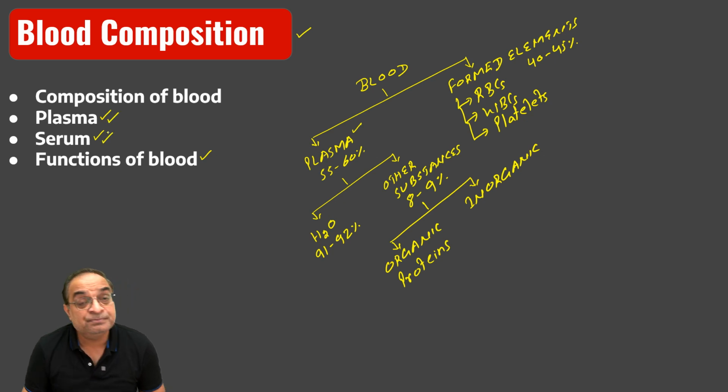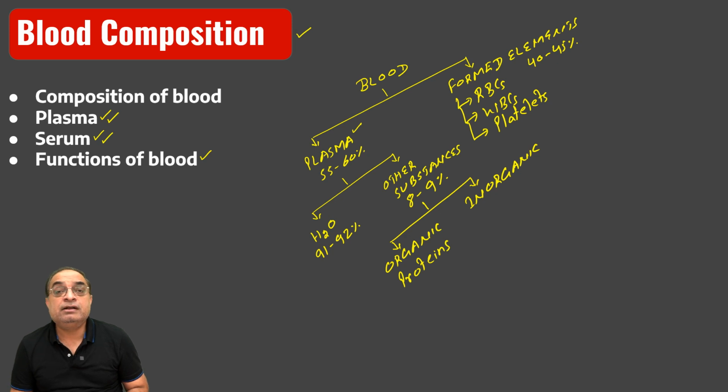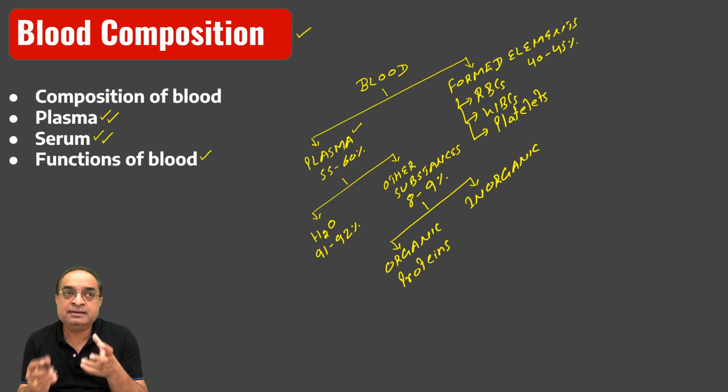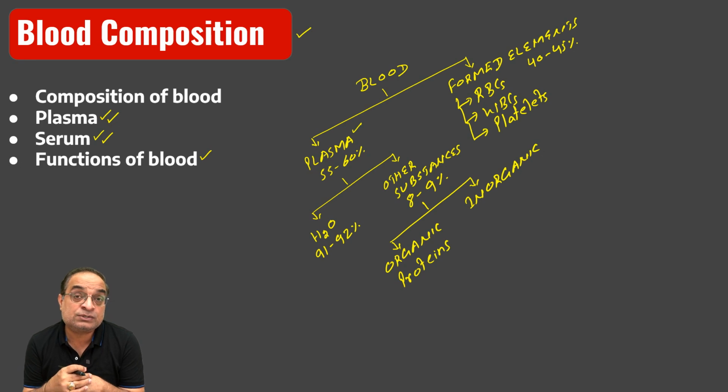Now, what is serum? You know what is serum? When blood clots, then after a few minutes, that clot retracts. When the clot retracts, a fluid oozes out of that clot, and that is what is called serum. Serum doesn't include the clotting proteins. So we're discussing serum in detail.